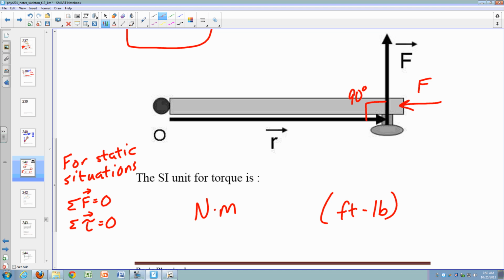When we look at structures, we can add up all the forces that are acting upon them, and then also add up the torques. And what that does is it allows us an extra set of equations to work with to determine various unknowns that we may need. So it's pretty useful.